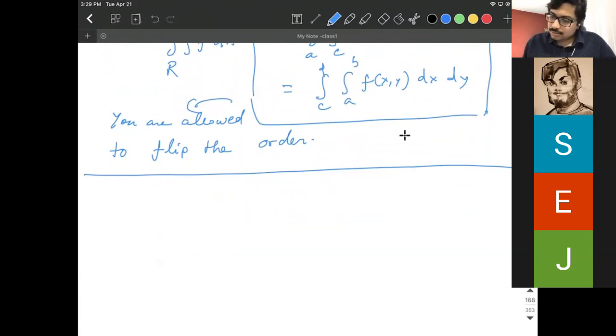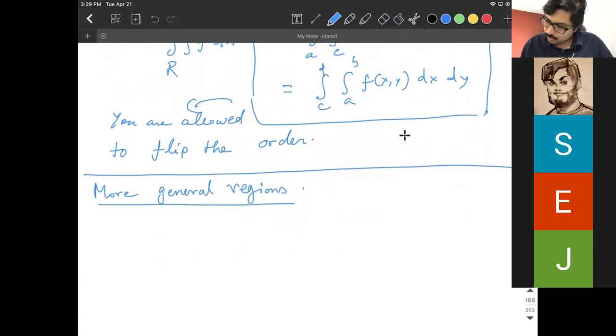Now, what about more general regions which are not rectangles? I mean, for a good definition, you need something which is more general. Integrating on a rectangle is fine, but not everything in R2 is a rectangle. There can be triangles, there can be weird shapes and everything. And there should be a way to generalize this notion of double integral.